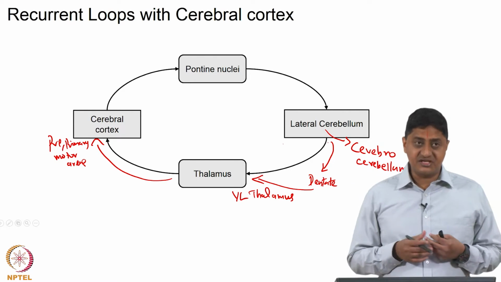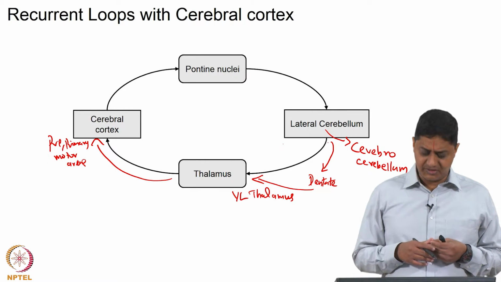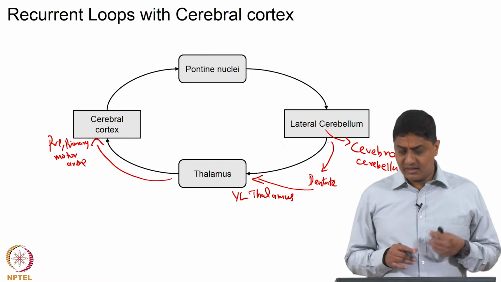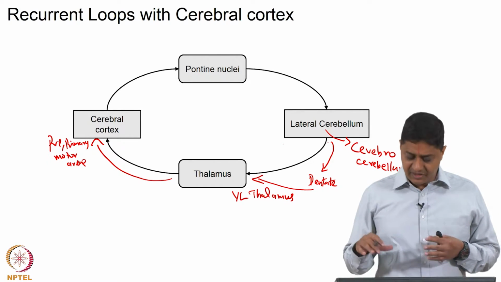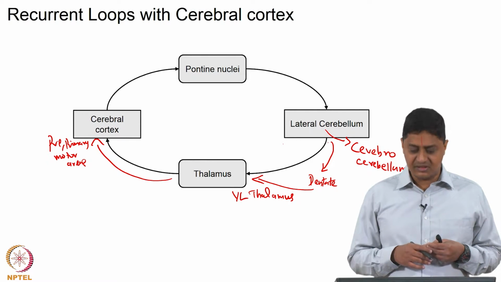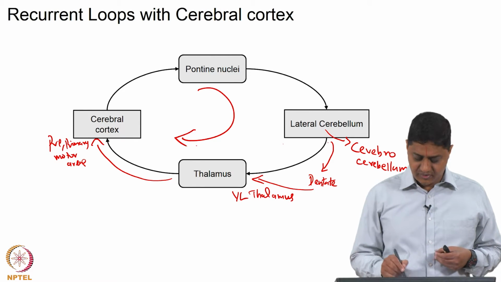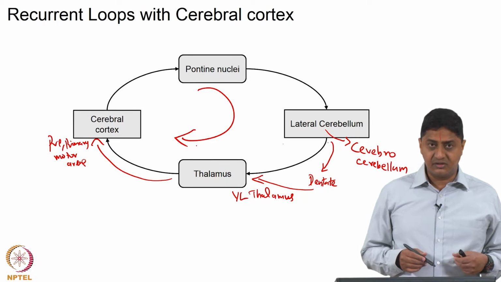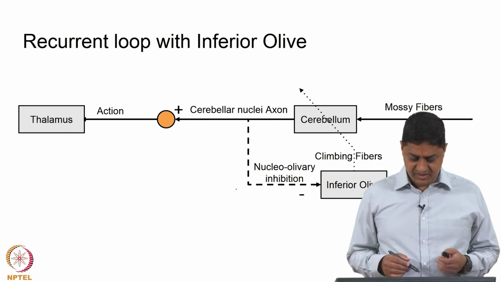So, the information starts from the cerebral cortex, from multiple regions of the cerebral cortex, and reaches the cerebellum via the pons, and that is processed in the cerebellar cortex, and via the dentate nucleus it reaches the ventrolateral thalamus, and from the thalamus back to the pre and primary motor cortex. So, this is one recurrent loop, and this is one of the prominent recurrent loops that the cerebellum has with the cerebral cortex.